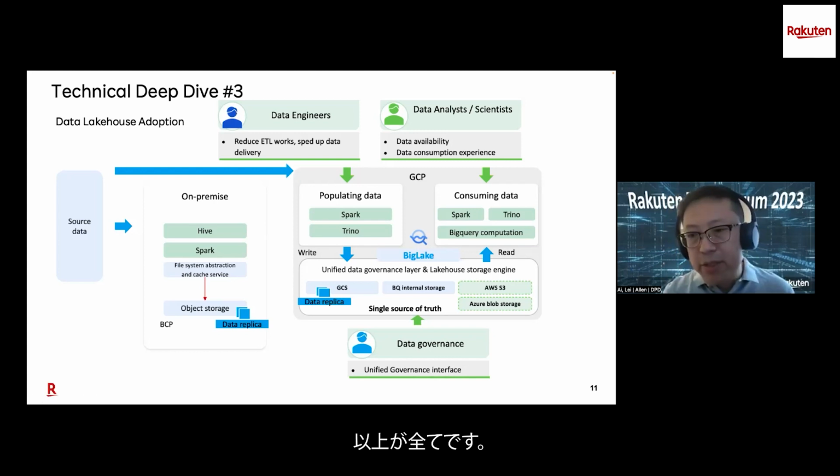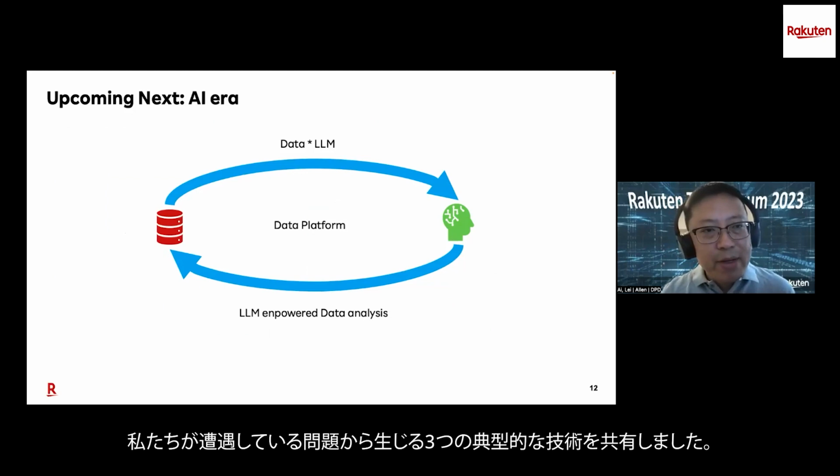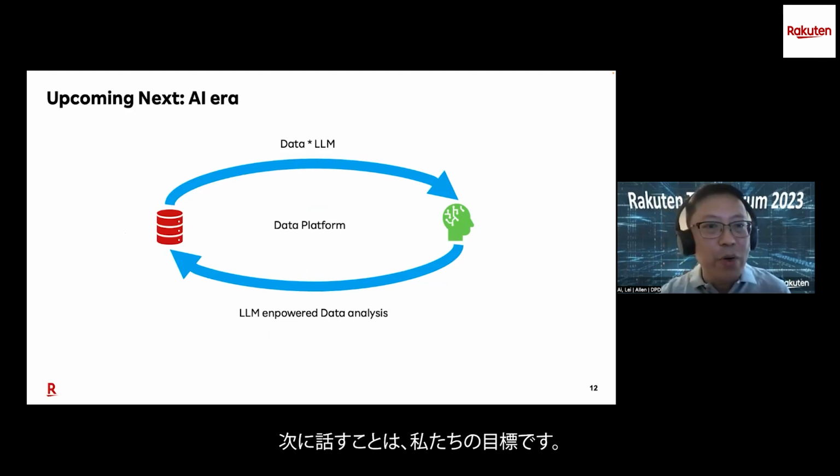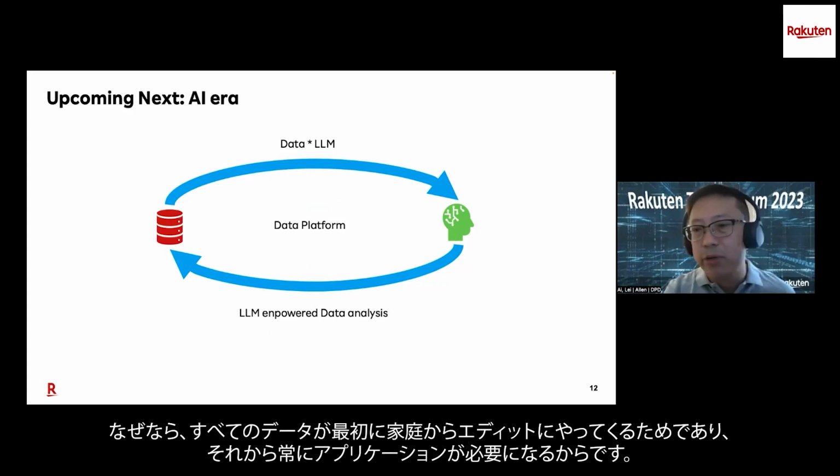So those are the three typical technology problems we have encountered, and I'd like to share here. Upcoming next, what is our goal? We know that AI is a very hot topic now, right? As a data platform, it is also a key component to enable AI adoption, because all the data comes to the data platform first, and then integrates with all these AI applications.